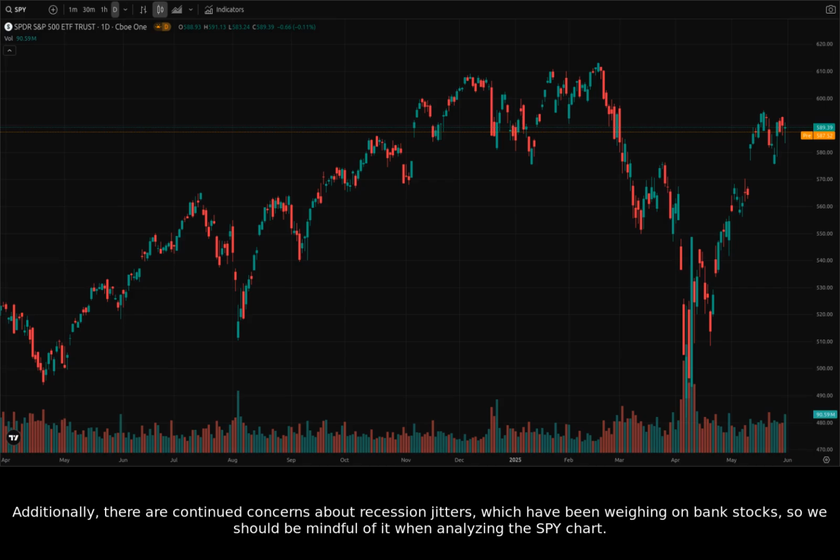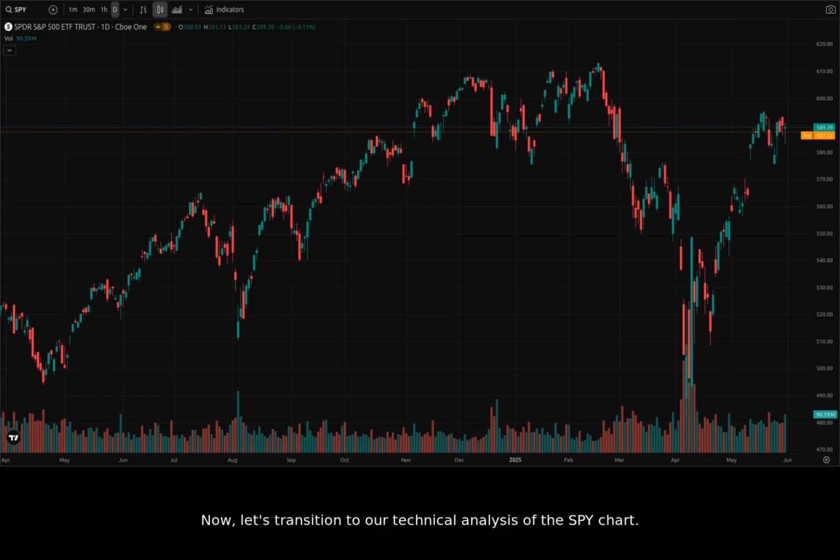Additionally, there are continued concerns about recession jitters, which have been weighing on bank stocks, so we should be mindful of it when analyzing the SPY chart. Now, let's transition to our technical analysis of the SPY chart.